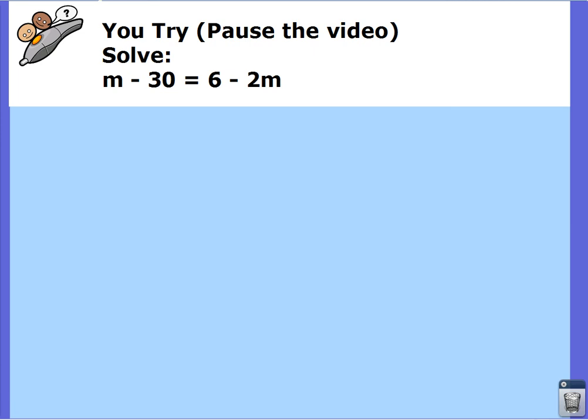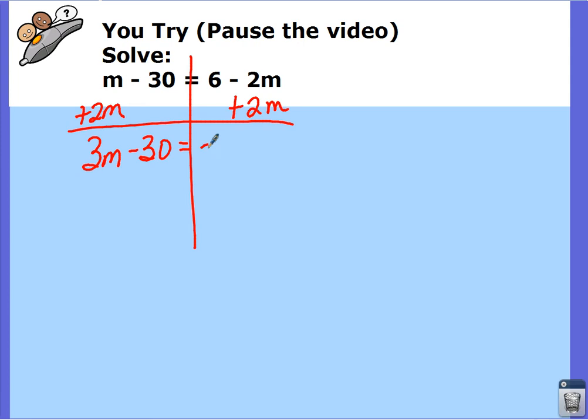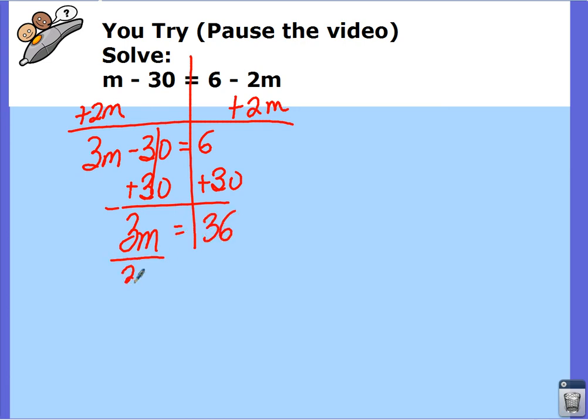All right, so let's go ahead and take a look at this one. m minus 30 equals 6 minus 2m. I'm going to do the exact same thing, but I have a positive m and a negative 2m. So on this side, I'm going to add 2m. So I get 3m minus 30 equals 6. And again, it turns out to be just like the one I had before. So I add 30, add 30. So I get 3m equals 36, and divide by 3. So m equals 12 is your answer.